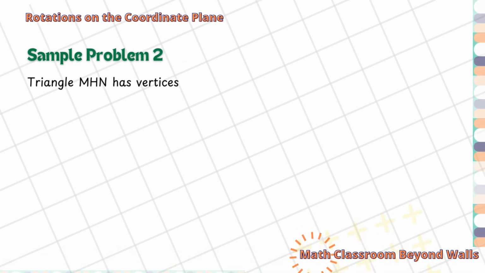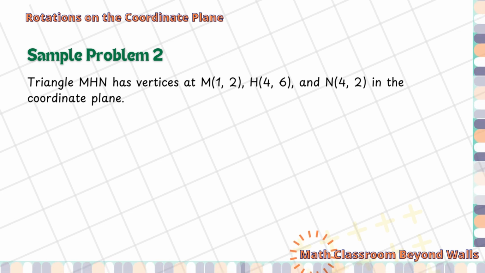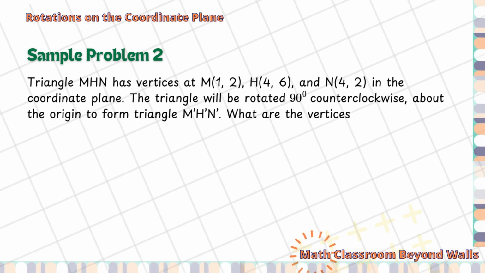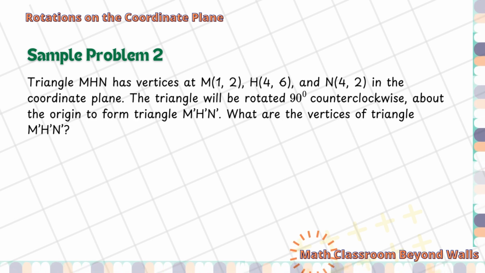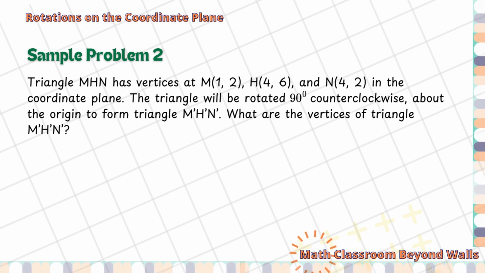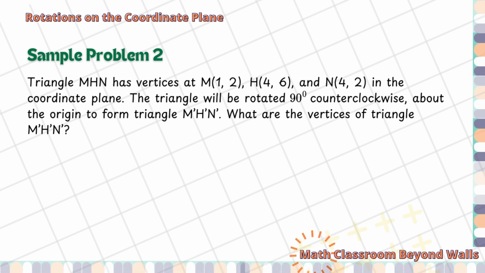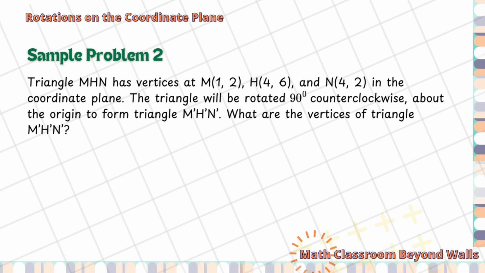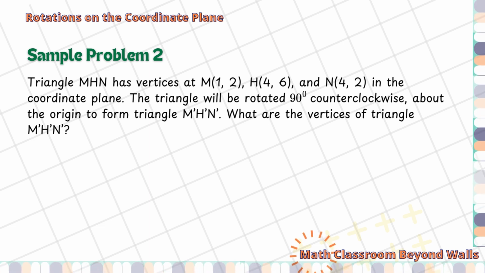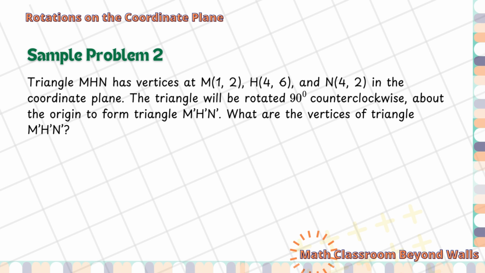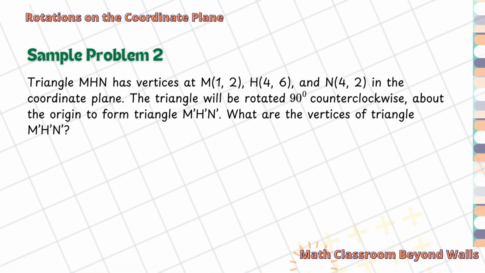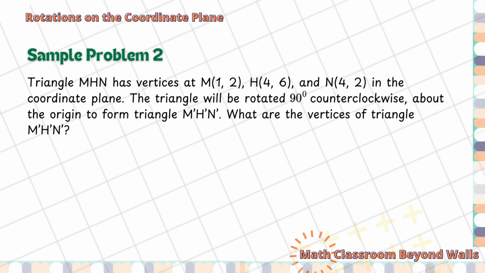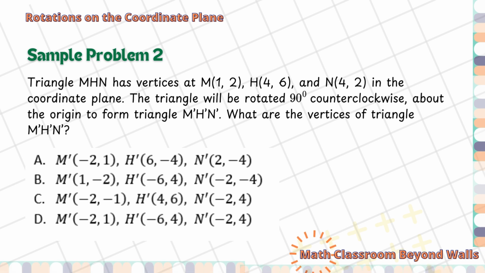Here's the problem. Triangle MHN has vertices at M(1,2), H(4,6), and N(4,2) in the coordinate plane. The triangle will be rotated 90 degrees counterclockwise about the origin to form triangle M prime, H prime, N prime. What are the vertices of triangle M prime, H prime, N prime?